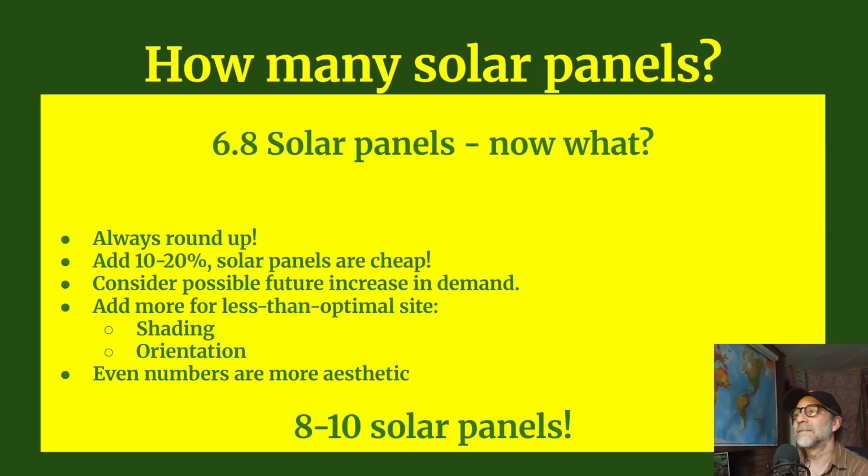And lastly, it always helps to have an even number of solar panels. If you're making a rectangle of solar panels, it's easier to make it look nice if there's an even number. So in this case, we started with 6.8 solar panels from the equation, and we're probably going to end up using 8 or 10 solar panels.